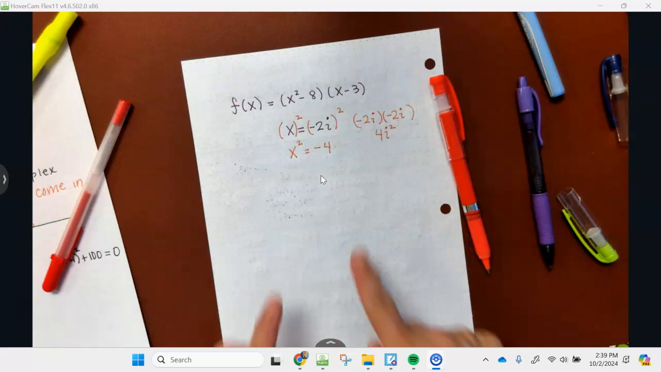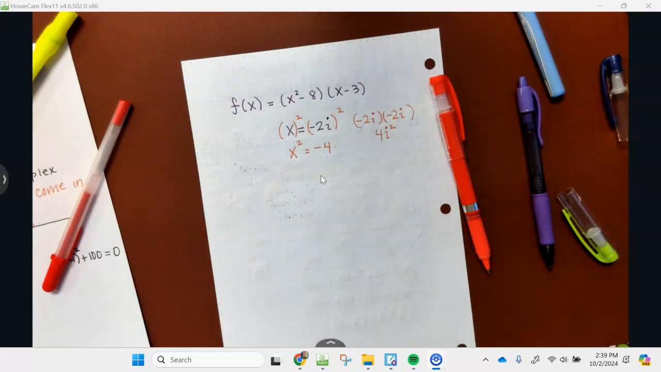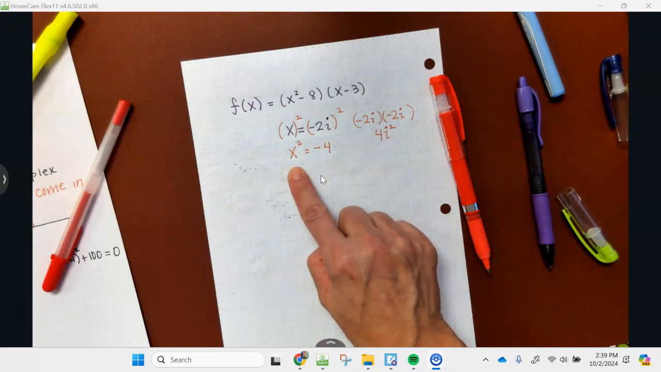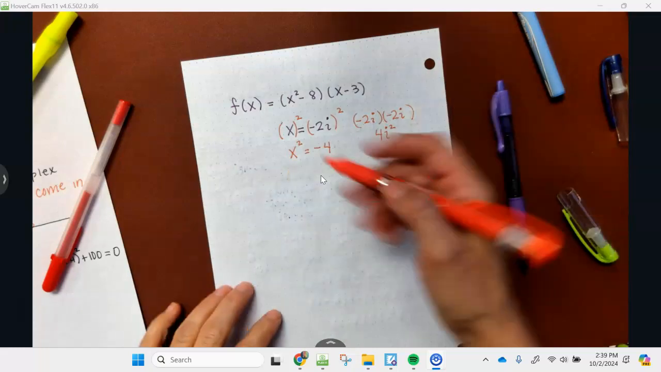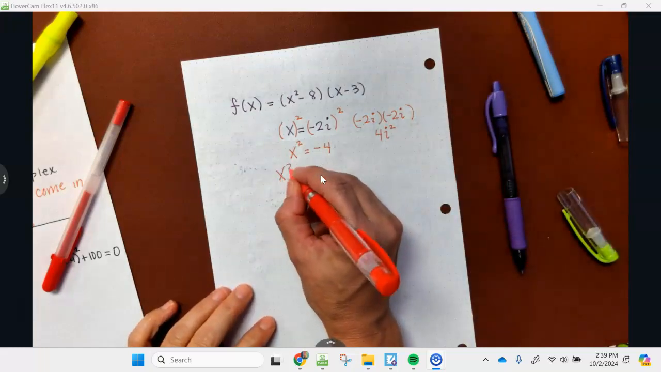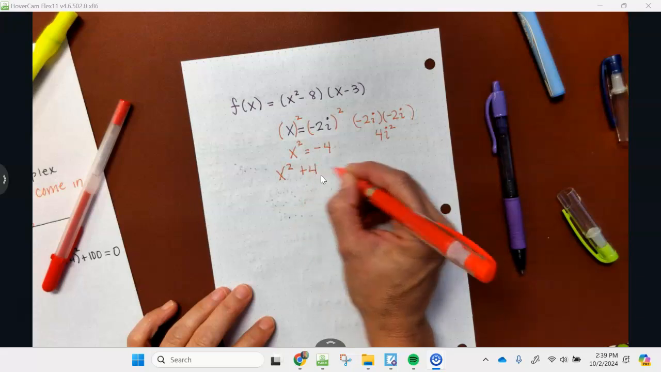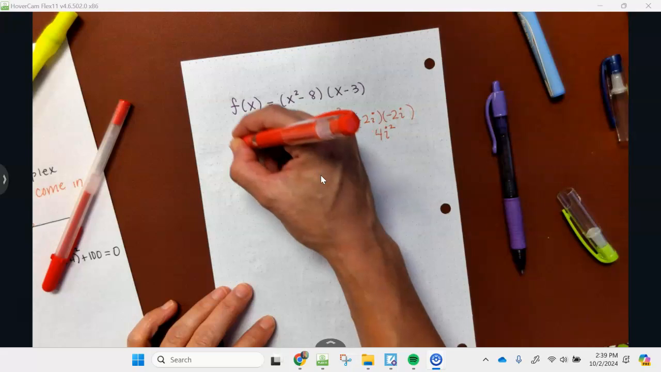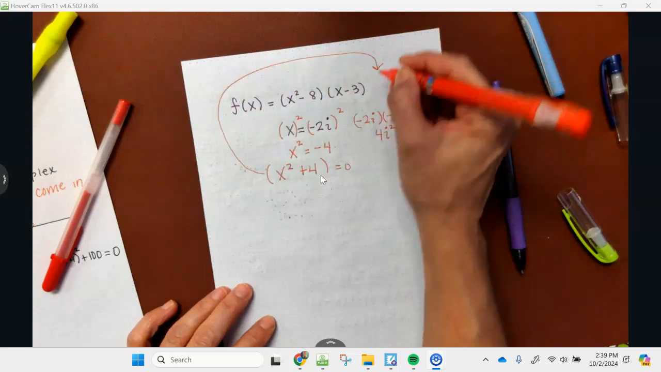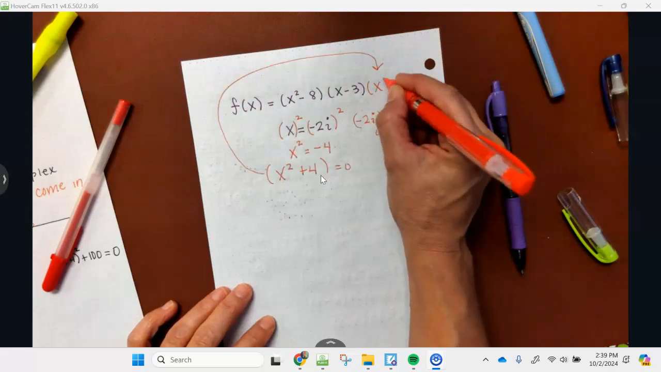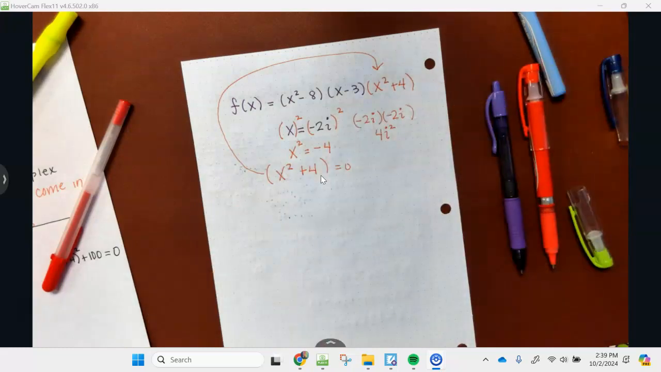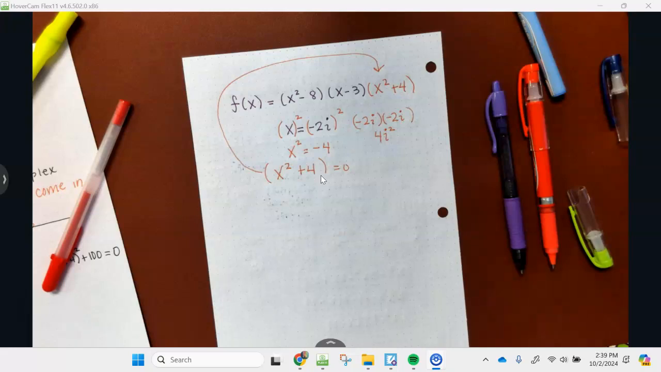Now remember, this was a factor. It was set equal to 0. You need to move that 4 to the other side. So guys, the factor was x squared plus 4. This is going to complete your factored form. Now you have it in factored form, and now you know all of the answers.